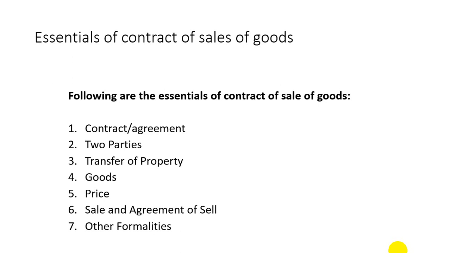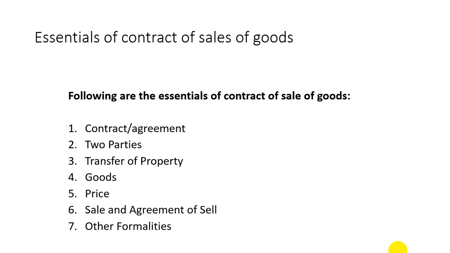Now let's discuss the essentials of contract of sale of goods. So there are some significant points which should be considered and taken into account while forming any contract of sale of goods. So the first is the contract or agreement.